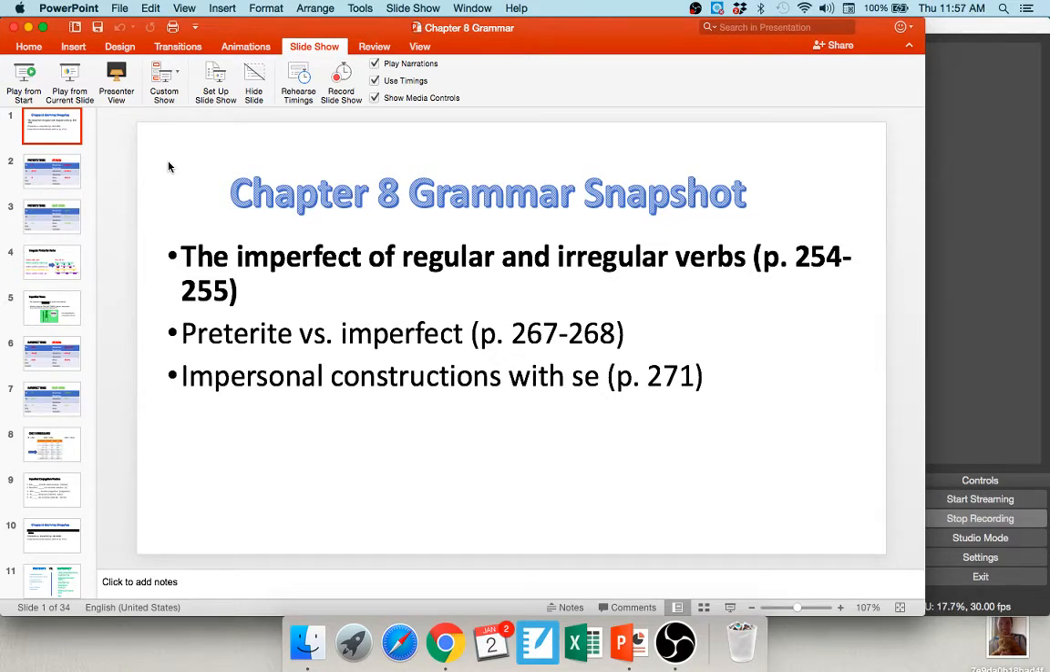This week together we'll be studying Chapter 8, where we'll be learning a new tense. That is the imperfect tense in Spanish. We spent a lot of time in past weeks discussing the preterite and the irregular preterite. So today you're going to learn about the imperfect, and then we'll talk about how to differentiate between the preterite and the imperfect, and finally end with some impersonal constructions that you might see in real life.